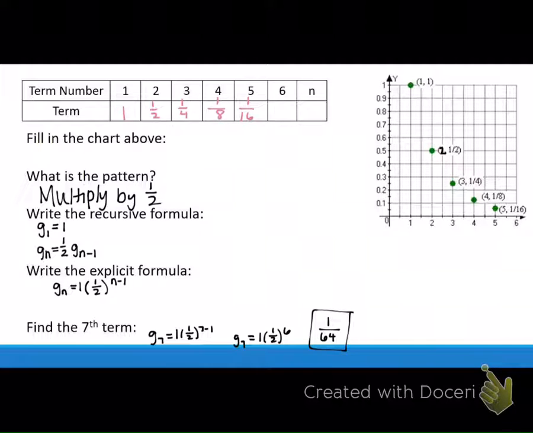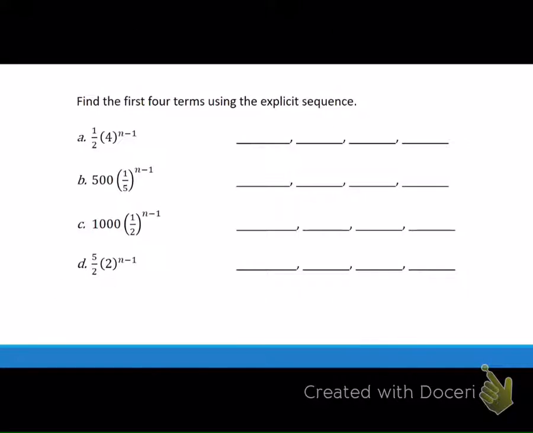Okay, so let's do the next one. We're just going to do the first 2 examples on this one. So how could we find the first term? What could we do to find the first term in this one? Make n 1. So for the first term, you make n 1. So you're going to do 1/2 times 4 to the 1 minus 1, but 1 minus 1 is 0. So type that into your calculators. So you go 1/2 times 4 to the 0 power, which should be 1/2. Did you get that?